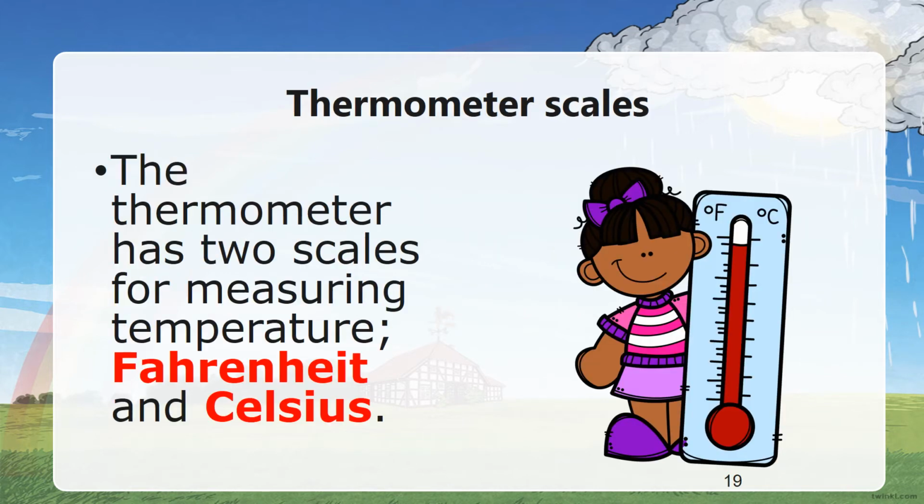Scales on the thermometer. The thermometer has two scales for measuring temperature: Fahrenheit and Celsius. The F stands for Fahrenheit, the C stands for Celsius. The small zero or O stands for degree.